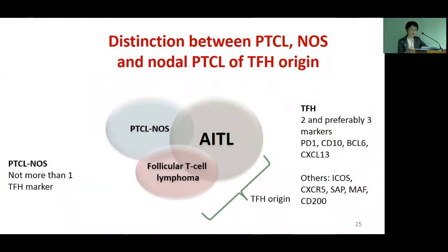And so the WHO recommends that to call something a TFH origin, you need to have the expression of 2, preferentially 3 of the markers, PD1, CD10, BCL6, or CXCL13, or anything that you can make work in your immunohistochemistry lab. Whereas the T-cell lymphoma NOS should not express more than one of the TFH markers. I think that will be helpful for the practice.